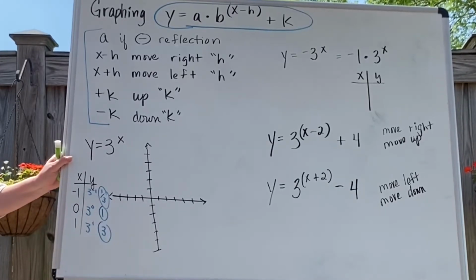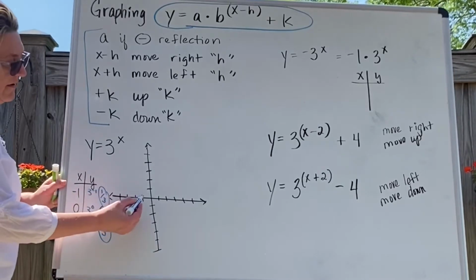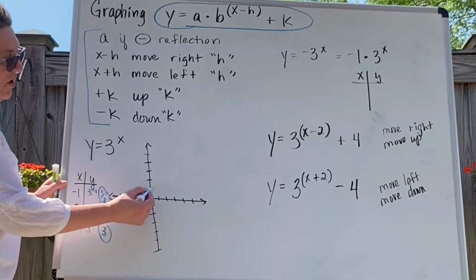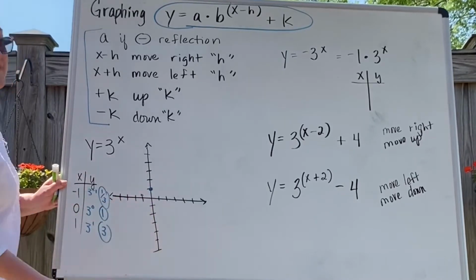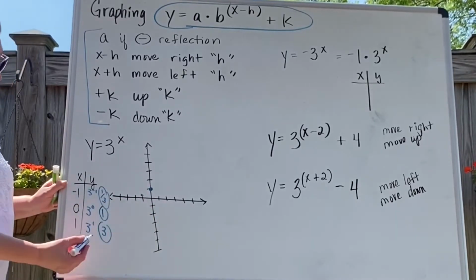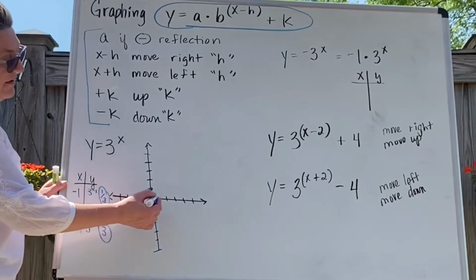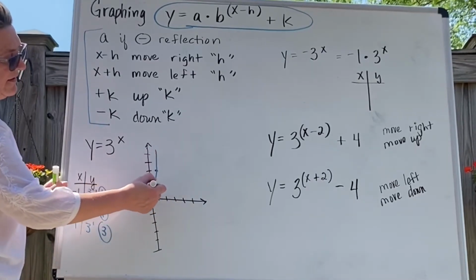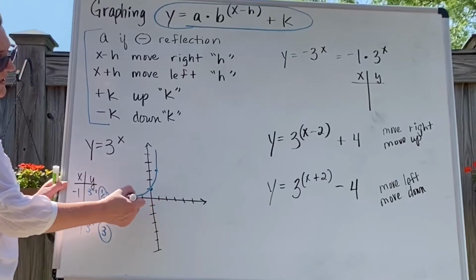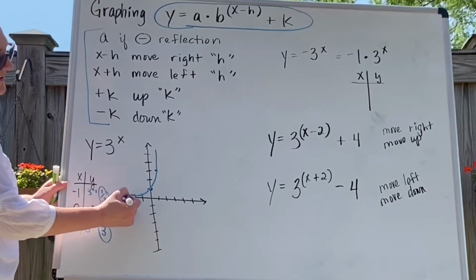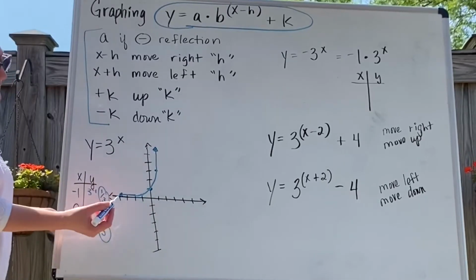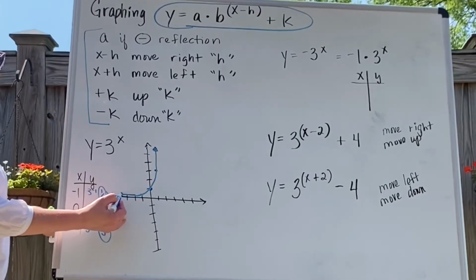Let's go plot these points. Negative 1 is at 1/3. 0 is at 1. That's my y-intercept. They asked that a lot in the questions. 1, 3 is right here. So the graph looks like this. It is approaching the x-axis, but it's not crossing it or touching it. So you have to make it look like you're trying to get closer and closer.